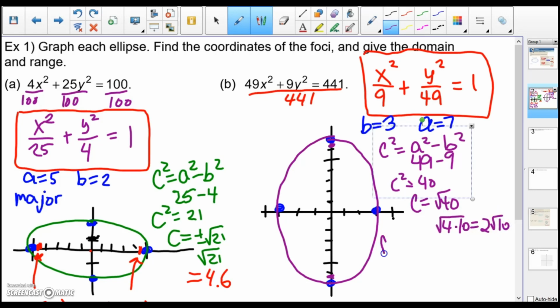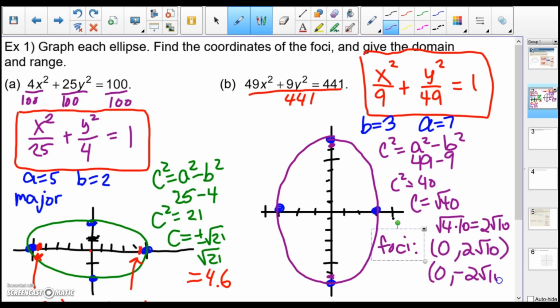So your foci would be at the points 0, comma 2 square root of 10 and 0, comma negative 2 square root of 10. That would be here and here. Those are your foci.